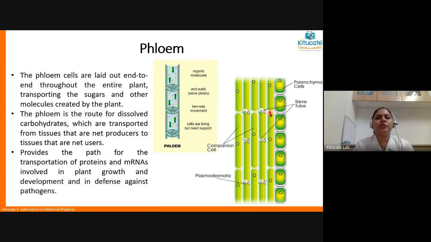Now, this food is to be carried to all the parts of the plants, because not all the parts make food. Not every part is green. So, it's the role of the leaf. Now, what does the leaf do? Leaves make this food. Now, what are the components of the food which the leaves prepare?